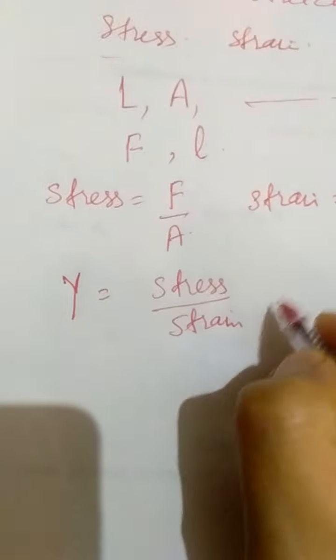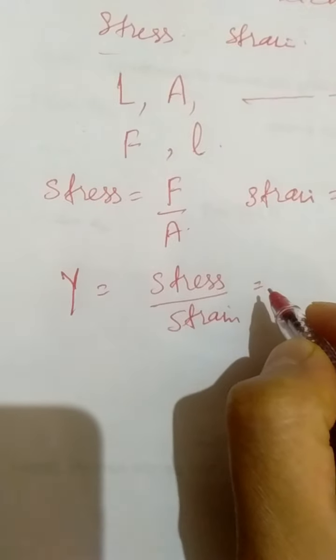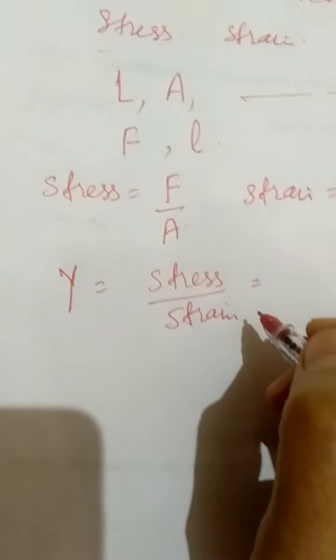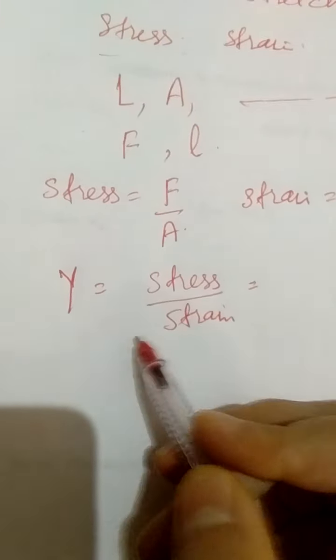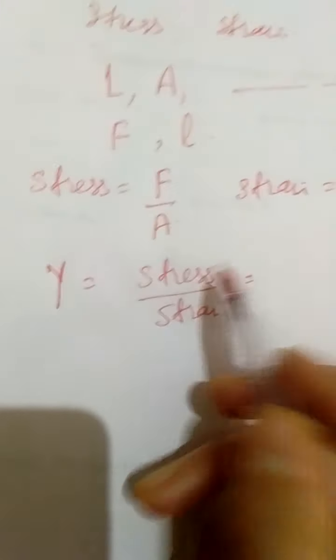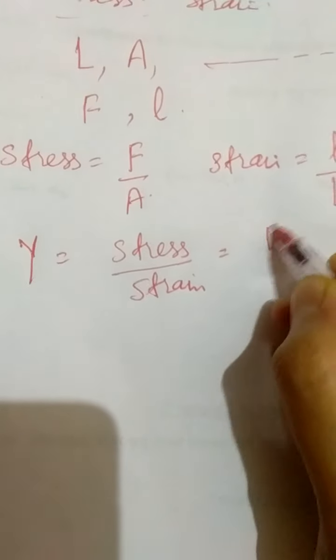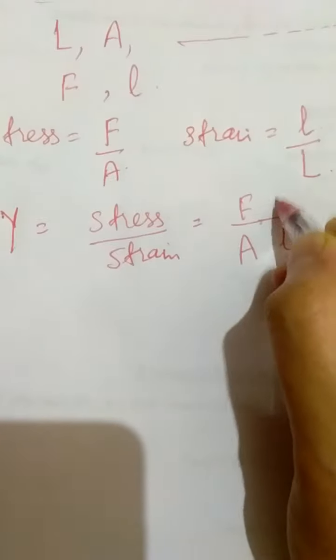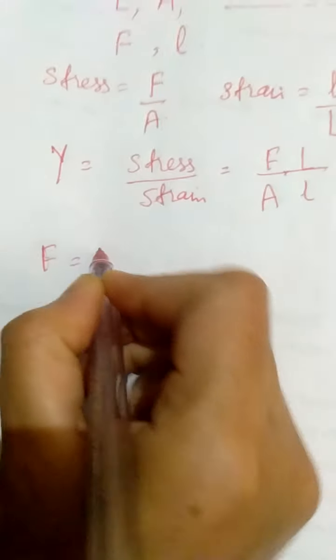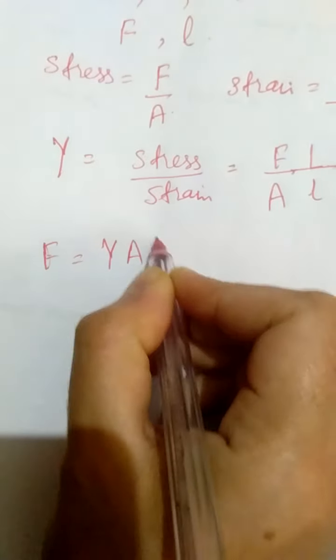I am doing all this on the basis of your previous knowledge that you might have obtained in class 11th and 12th. So Young's modulus, you know, is the ratio of longitudinal stress and longitudinal strain. So what is longitudinal stress? It is force per unit area. What is longitudinal strain? Change in length by original length, right? So from this expression, you can find the force. F is capital Y, capital A, small l by capital L.